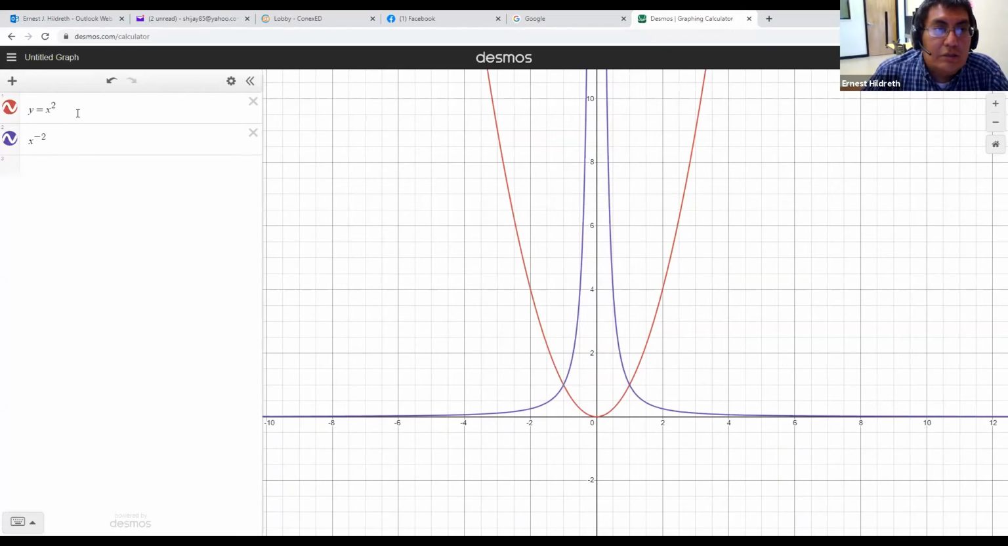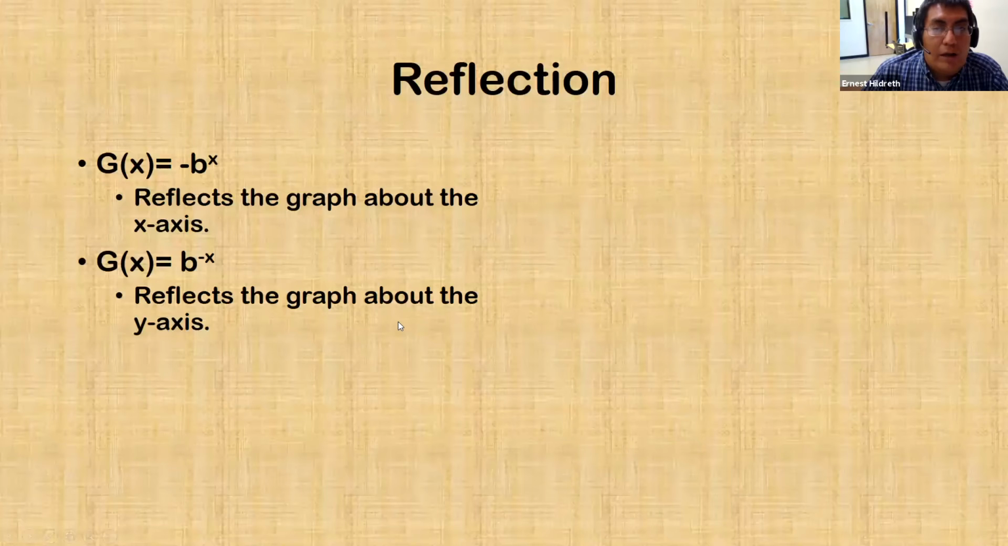So as you can see in the original, it is a parabola here in red, but then it changes when you change the exponent to being a negative here, as it continues up, and then it continues down to the right. And that gives us a reflection about the y-axis.